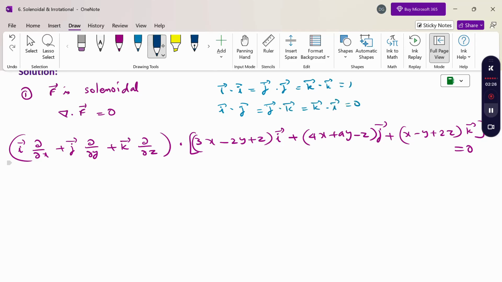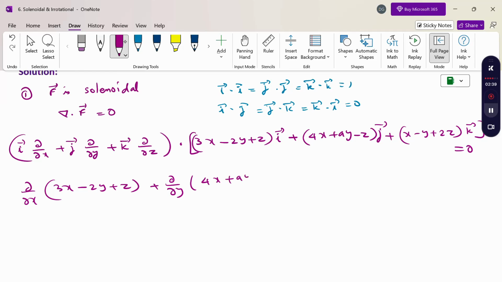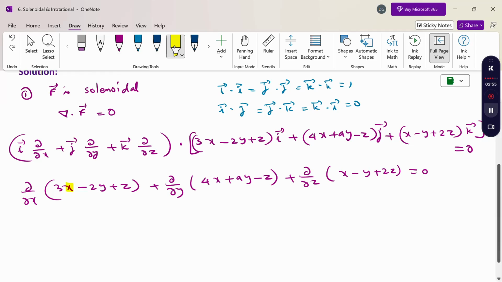Now when we multiply this: dou by dou x of (3x minus 2y plus z) plus dou by dou y of (4x plus ay minus z) plus dou by dou z of (x minus y plus 2z) equal to 0. When taking the partial derivative with respect to x, x is the only variable, other terms constant. When dou by dou y, y is the only variable, other terms constant. Here z is the variable, other terms constant.